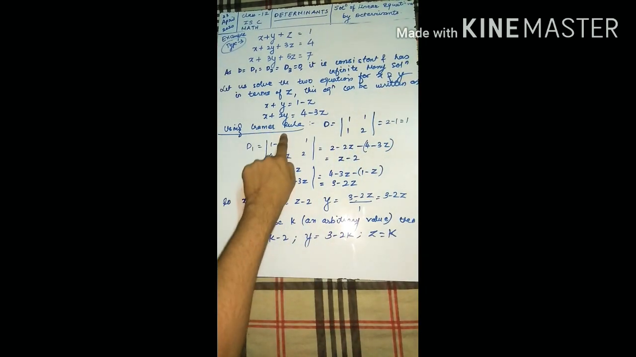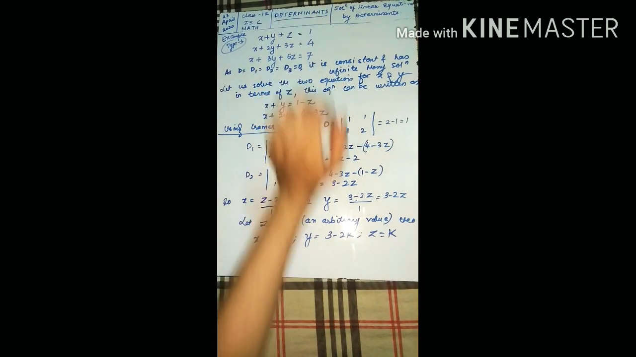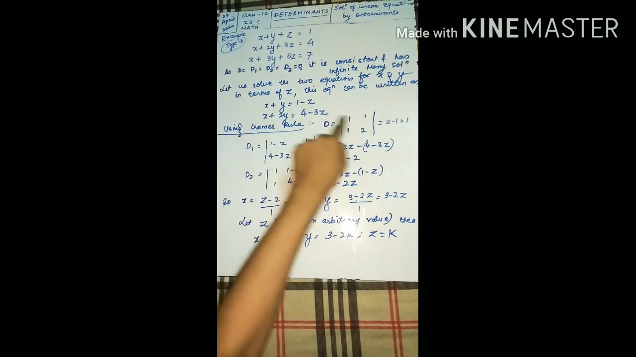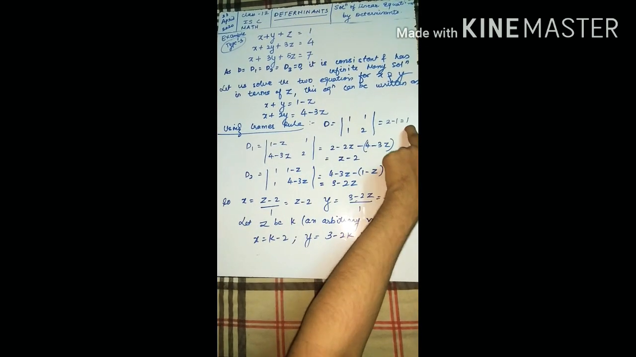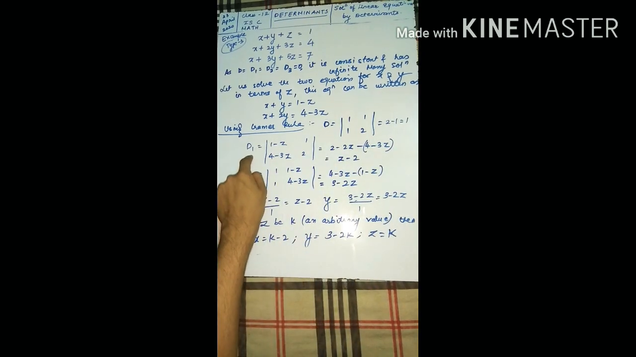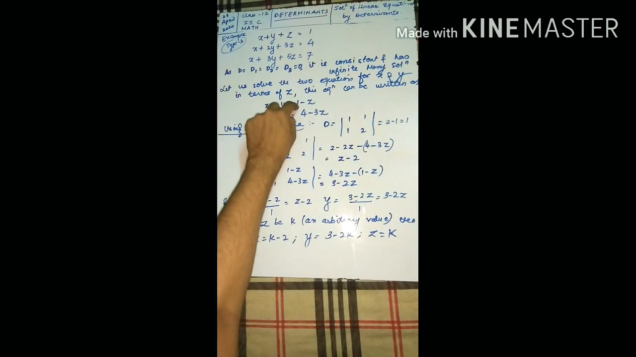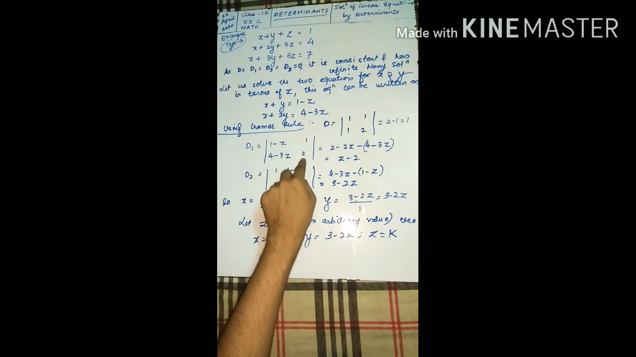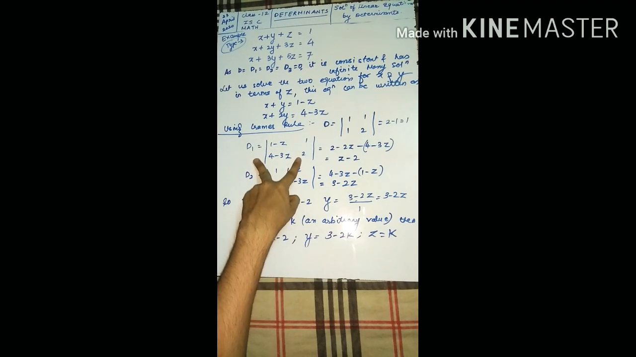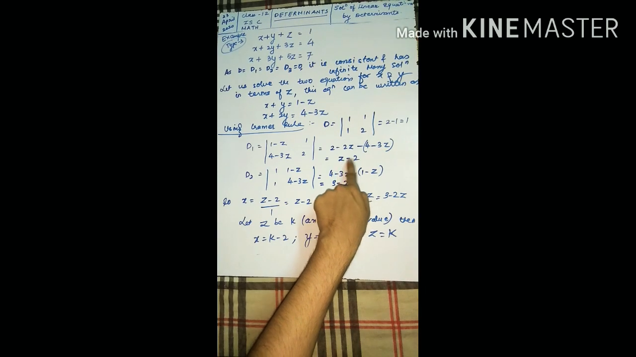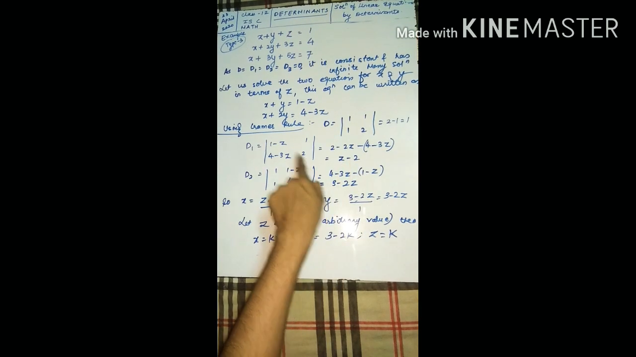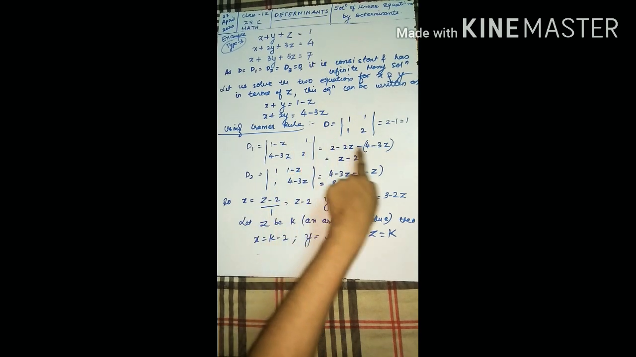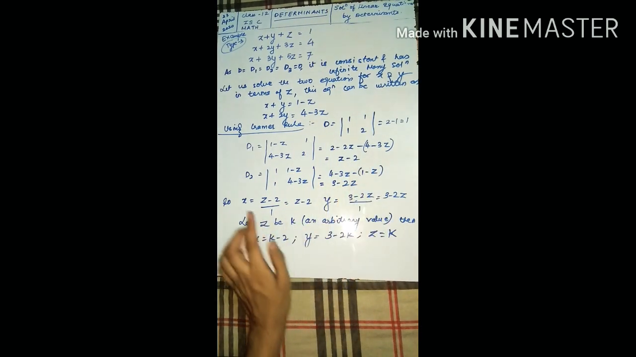Now using Cramer's law in this equation, our D is the determinant 1 1 1, 2 1 1, 1 1 2, and the value of D is equal to 1. D1 will be, in place of the x coefficient, 1 minus z, 4 minus 3z, and 1 2 1 2 here. On solving this determinant, I got the value z minus 2 as the answer. This 2 will be multiplied here, so 2 minus 2z minus 1 into 4 minus 3z, so z minus 2.